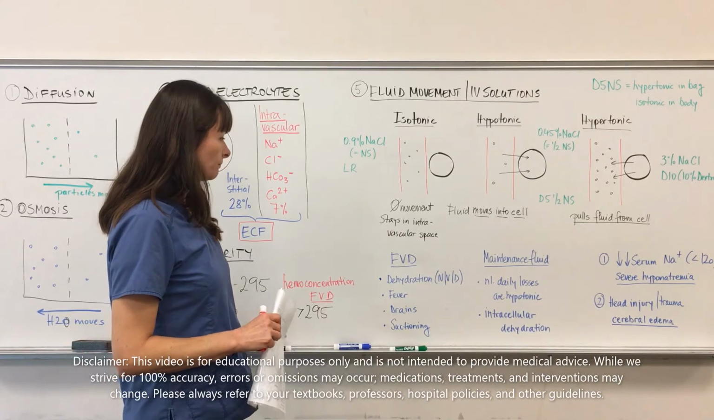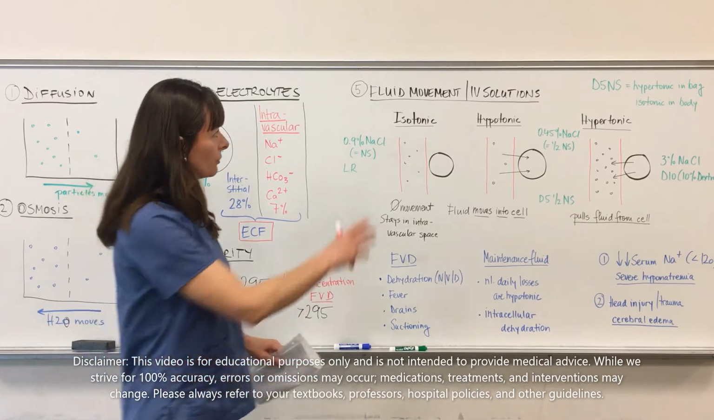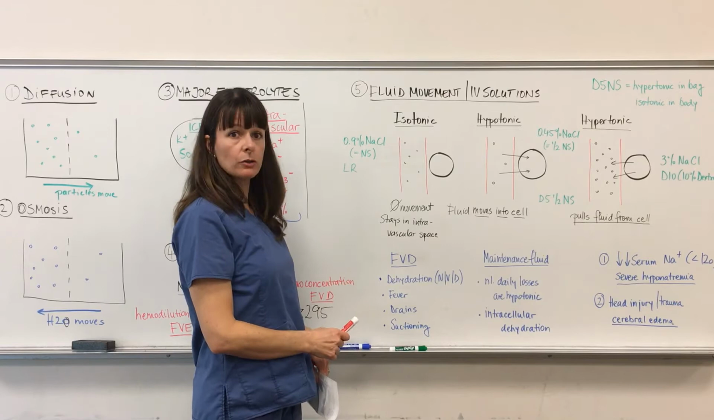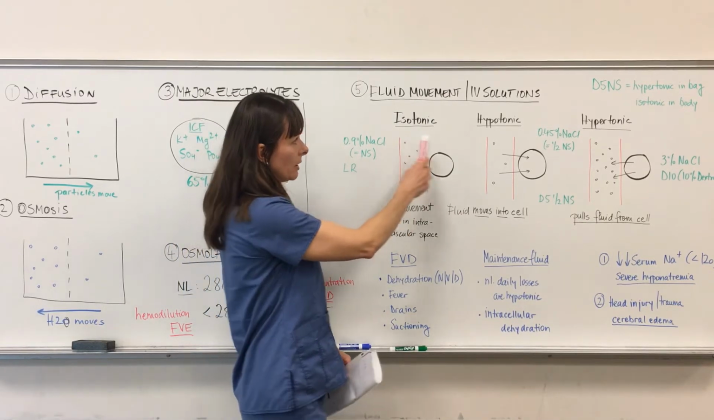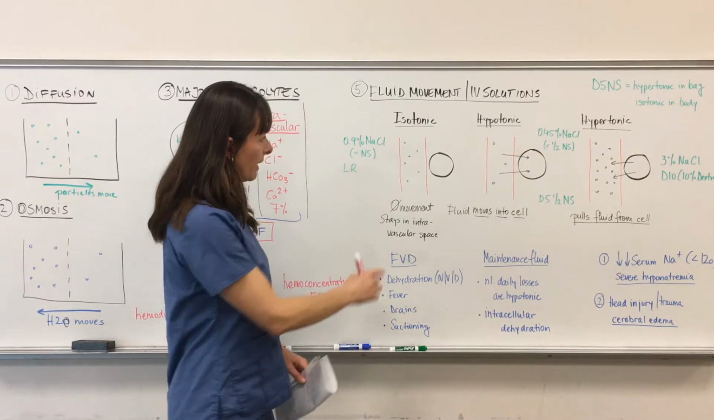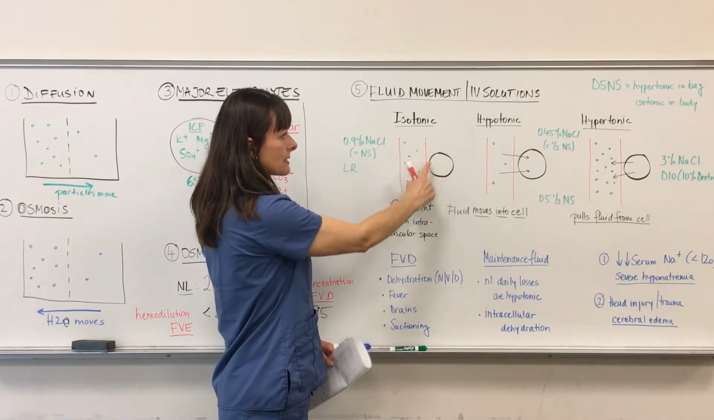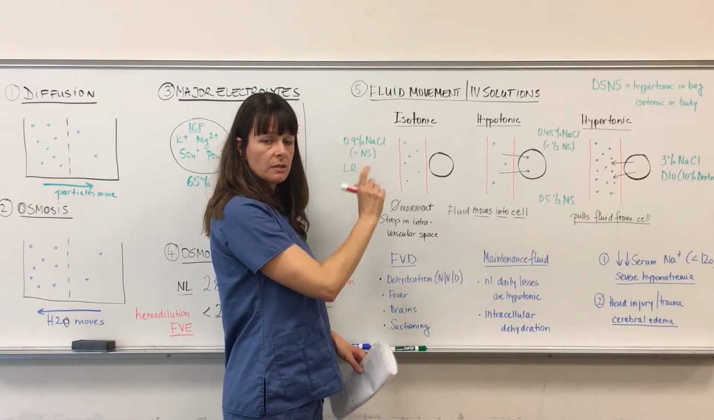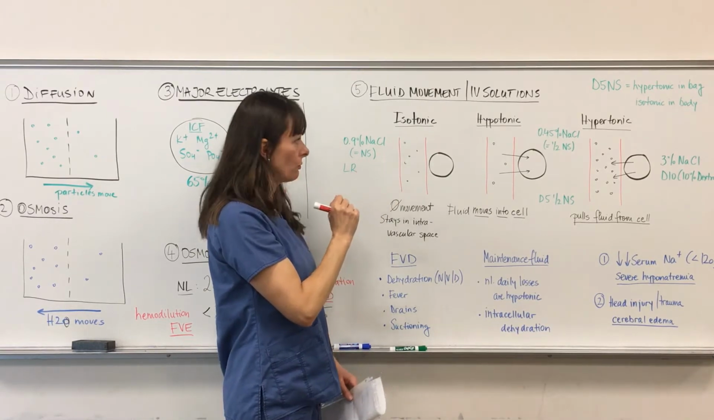So first of all, I've drawn here fluid movement and IV solutions. There's three different IV solutions that we have: isotonic, hypotonic, and hypertonic. Now I've drawn a blood vessel here and a cell right next to it, so you can see the difference of how the fluids will move.